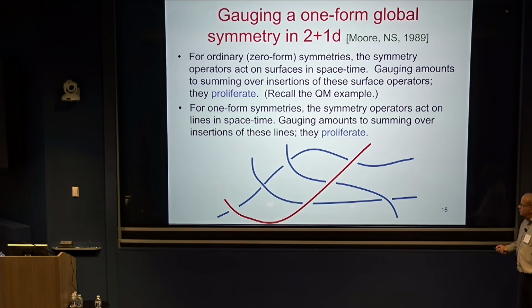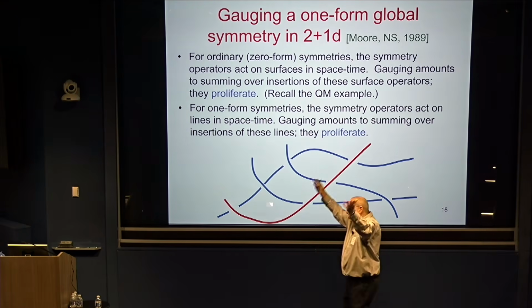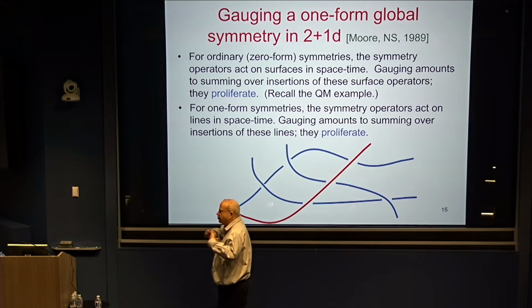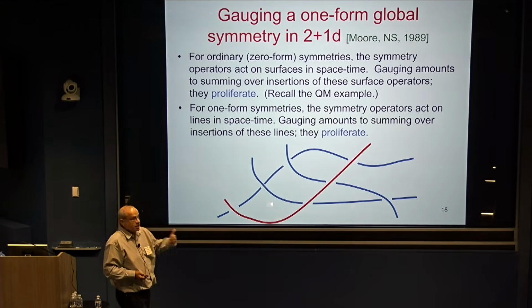So here it is. This is a line that I'm interested in. It's fixed, and now I'm summing over the blue lines. So what would it mean? Gauging, I take whatever operators I have, whatever line configurations I have, and I sum over the insertions of the line, lines going in all possible directions. This is the same as performing the gauging.